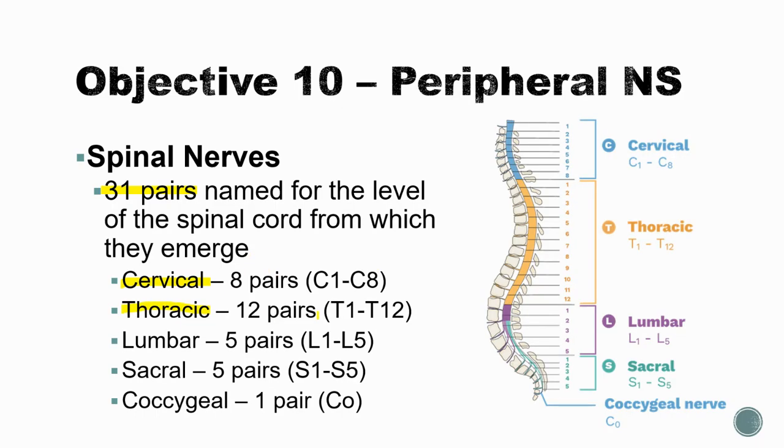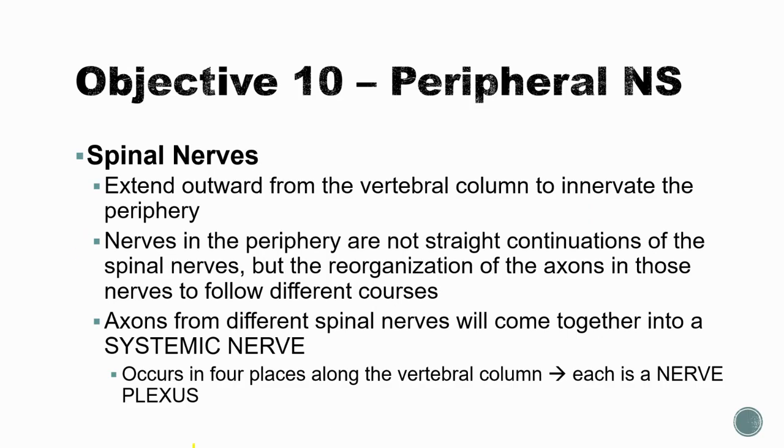Your thoracic, there's going to be 12. Lumbar, there's going to be 5. So those are the same as your numbers of vertebrae. Your sacral is going to be 5, and your coccygeal is going to be 1 pair. And so these nerves, as they extend outward, they go out to innervate the periphery. They're not necessarily going to go straight to the effectors, but a lot of times they are reorganized into other nerves, and so they kind of branch into what we call your individual nerves. But the collection is often called a systemic nerve or a nerve plexus.